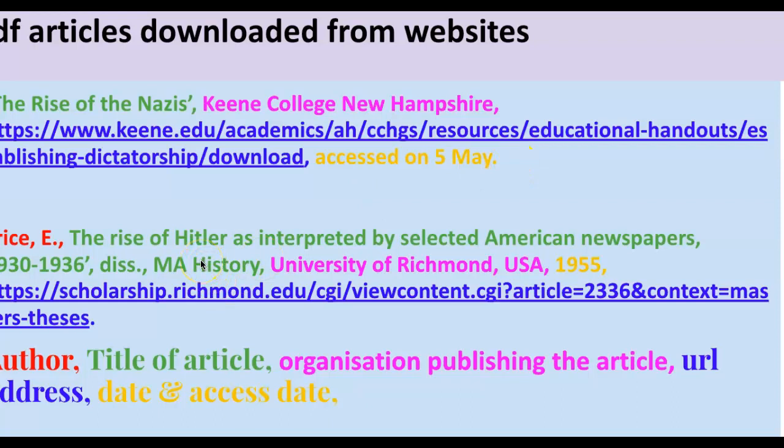Another example, we have the individual author. So Trice, E.E. is the first letter of the first name, full stop, comma. Then we've got the title of the work. Here we've got DISS. That's short for dissertation. Another word for dissertation is thesis. So basically, a dissertation or a thesis is a very, very long essay that some students write when they're at university.